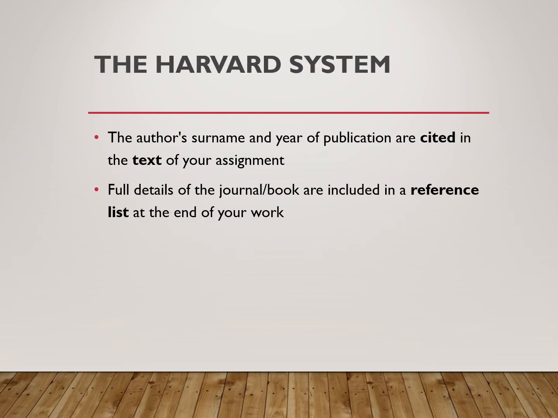When using the Harvard referencing system, it is important to list the author's surname and year of publication of the particular article that the author wrote or the chapter in the textbook that you are referring to within the text of your assignment. Full details of the journal article or book is then added to the reference list at the end of your work.